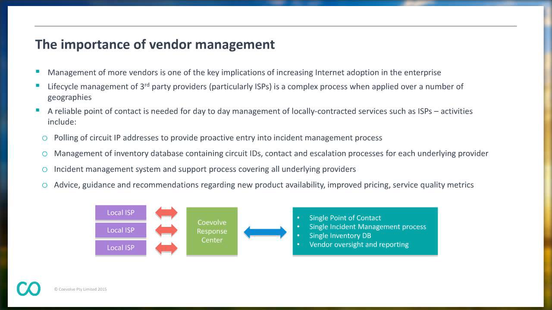So as a result of that, this is an area that we have developed as a core focus area for the Co-Evolve business, where we provide the vendor management solution specifically for locally contracted services like ISPs. And that is everything from the technical component of this, so polling the IP addresses, getting SNMP stats off a router to see if there are performance issues on a circuit.